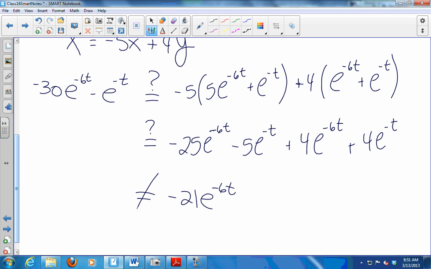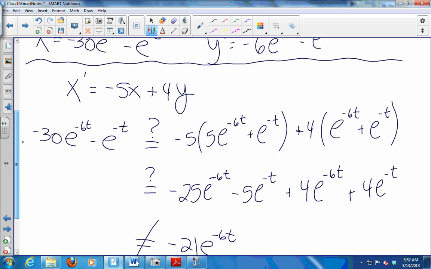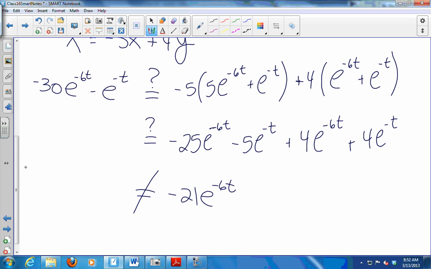So it turns out this is not equal, so I do not have a solution. Okay, so this candidate that I thought might be a solution is not. So I don't even have to go any further. I don't have to check y prime. I already know it's not a solution.